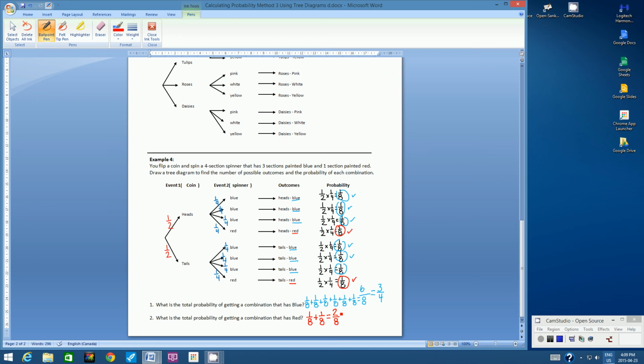Now don't walk away yet. 2/8 is not in its lowest form. They are both even numbers, so we know that they are both divisible by 2. So if we divide the top by 2, 2 divided by 2 is 1. If we divide the bottom by 2, 8 divided by 2 is 4. So what is the total probability of getting a combination that has red? It is 1/4. Okay, so I'm going to ask you a lot of interesting questions like this that allow you to use the data from your probability tree.